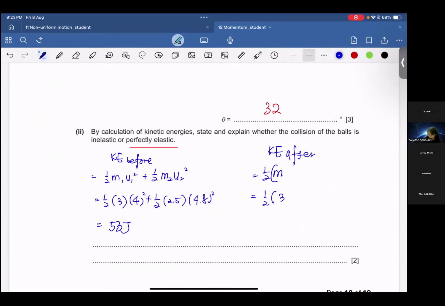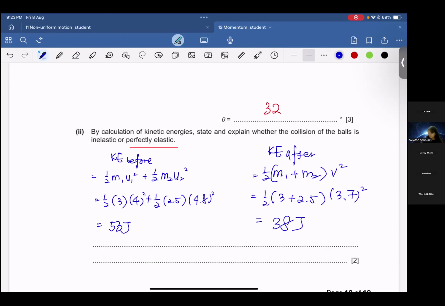After, so (m1 + m2)v². So 3 plus 2.5, times 3.7 squared. Your answer should be 38 joules. Boys and girls, there is one important thing here. Can you see that the final kinetic energy actually is less? Because some of the energy is lost to other forms.